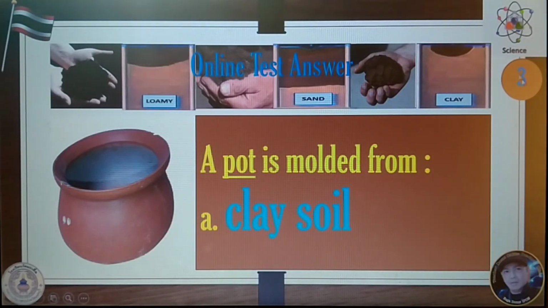Online test answer number 3. A pot is molded from A. Clay soil.